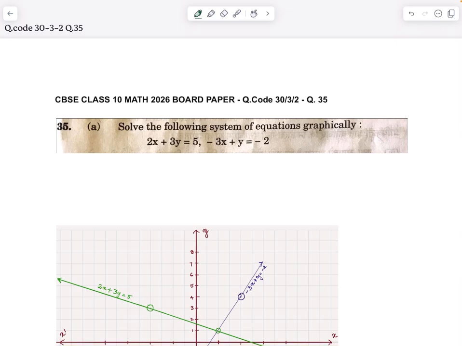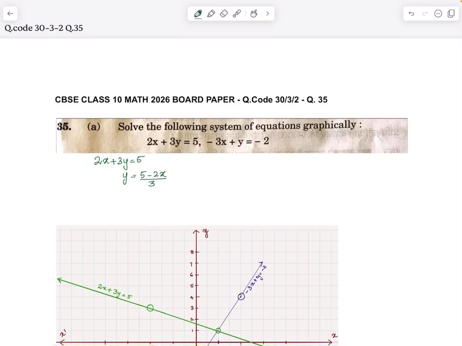The first equation is 2x plus 3y equal to 5. The second equation is minus 3x plus y is equal to minus 2. Let's take the first equation 2x plus 3y equal to 5. y is equal to (5 minus 2x) upon 3. That is, I have rewritten y in terms of x.